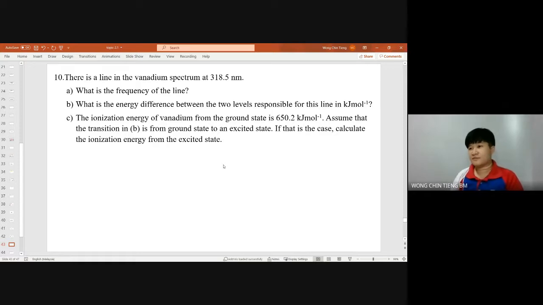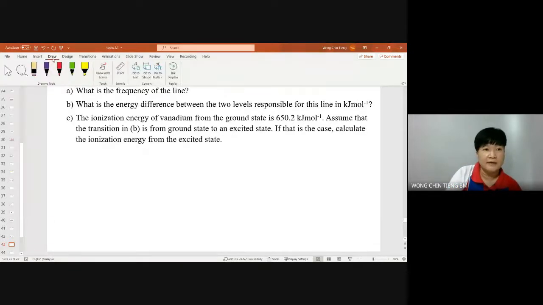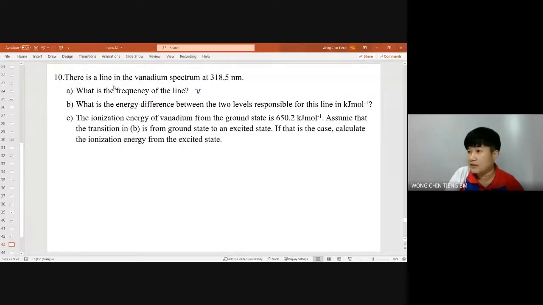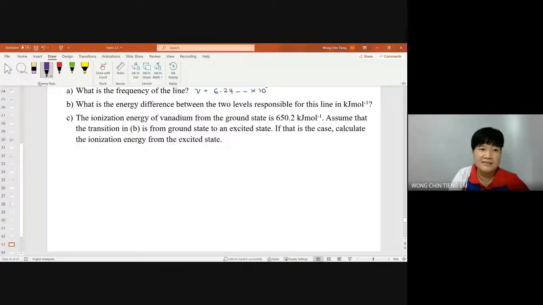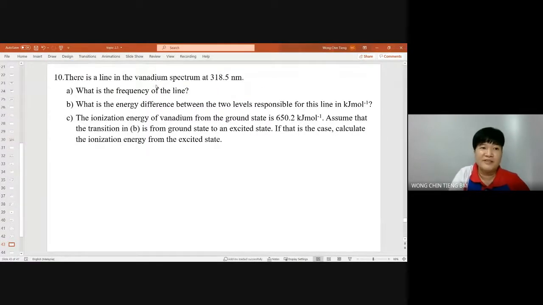Question 10. I think you cannot do question 10C yet. Right? So, I give the answer first for part A. Nothing big deal. The frequency calculated overhead there is 6.24 blah blah blah times 10 to the power of negative. The question asks for frequency, right? Sorry. I copied the wrong answer. Miss Hong copied the wrong answer. Okay. The frequency over there is 9.41 blah blah blah times 10 to the power of 14 s negative 1. Agree?